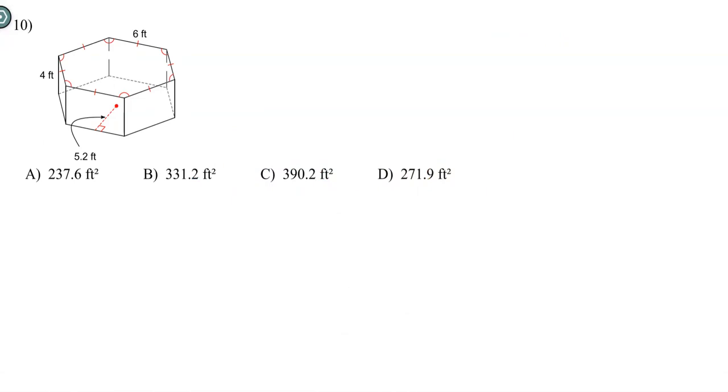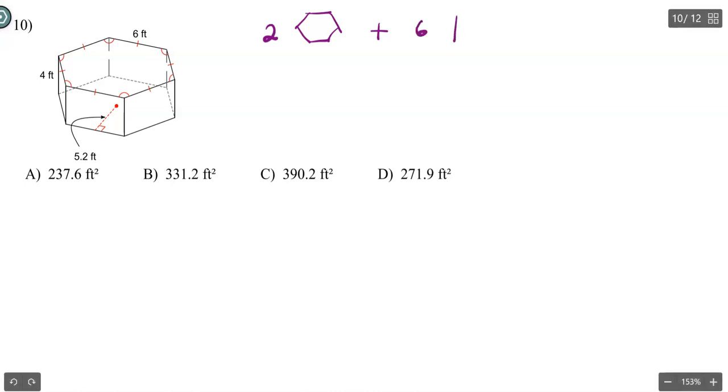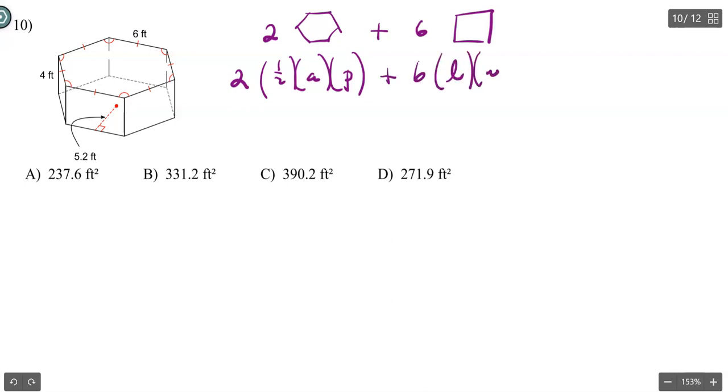The nice thing about all the gons, they have the same formula. So since I have a top and a bottom, I'm going to have 2 of these hexagons, plus, since there's 6 sides there, there's going to be 6 walls or 6 rectangles to deal with. So my formula for a hexagon is 1/2 apothem times perimeter plus 6 old school length times width. All right, well, let's get after it.